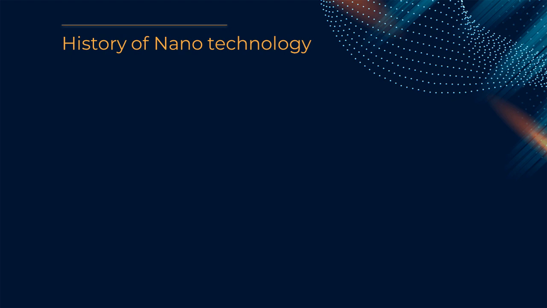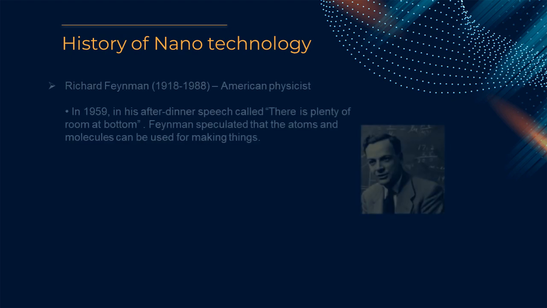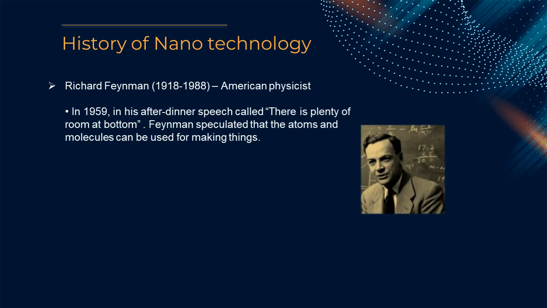Now let's see the history of nanotechnology. First, Richard Feynman. He lived in 1918 to 1988. He was an American physicist. In 1959, in his after-dinner speech called "There is plenty of room at the bottom," Feynman speculated that the atoms and molecules can be used for making things.